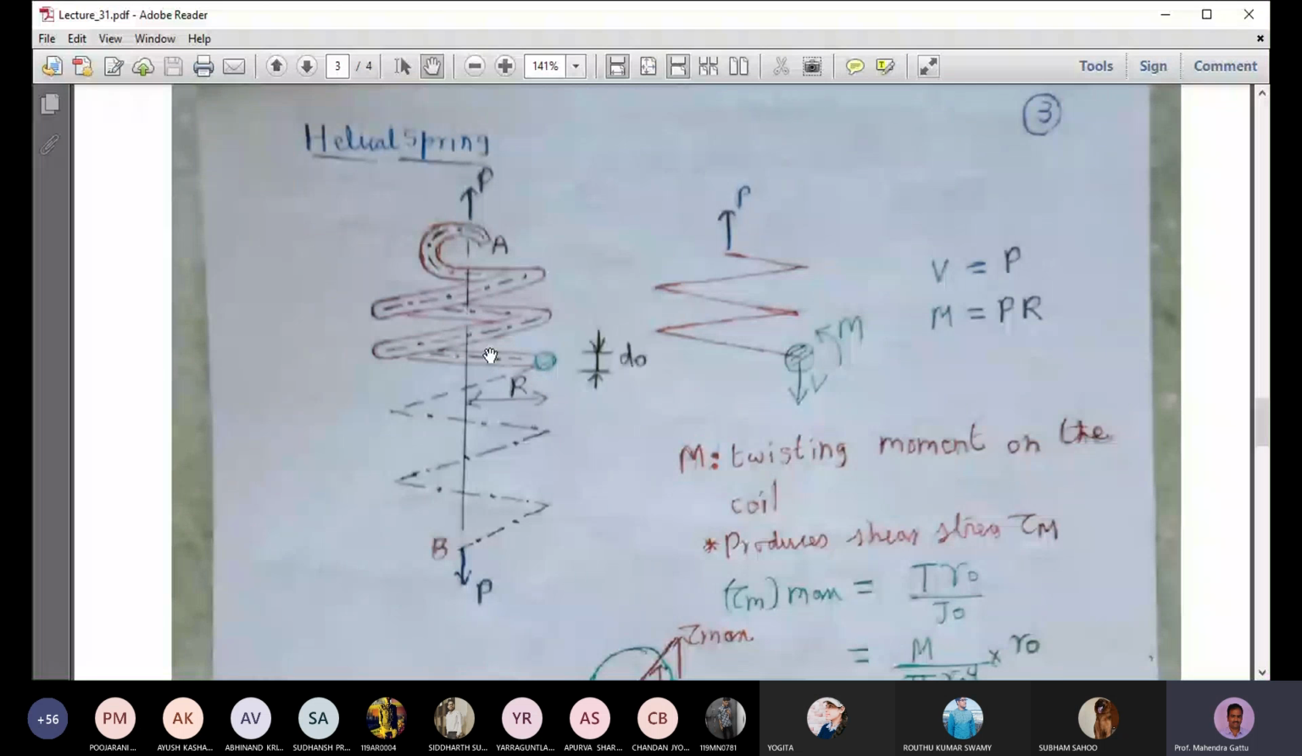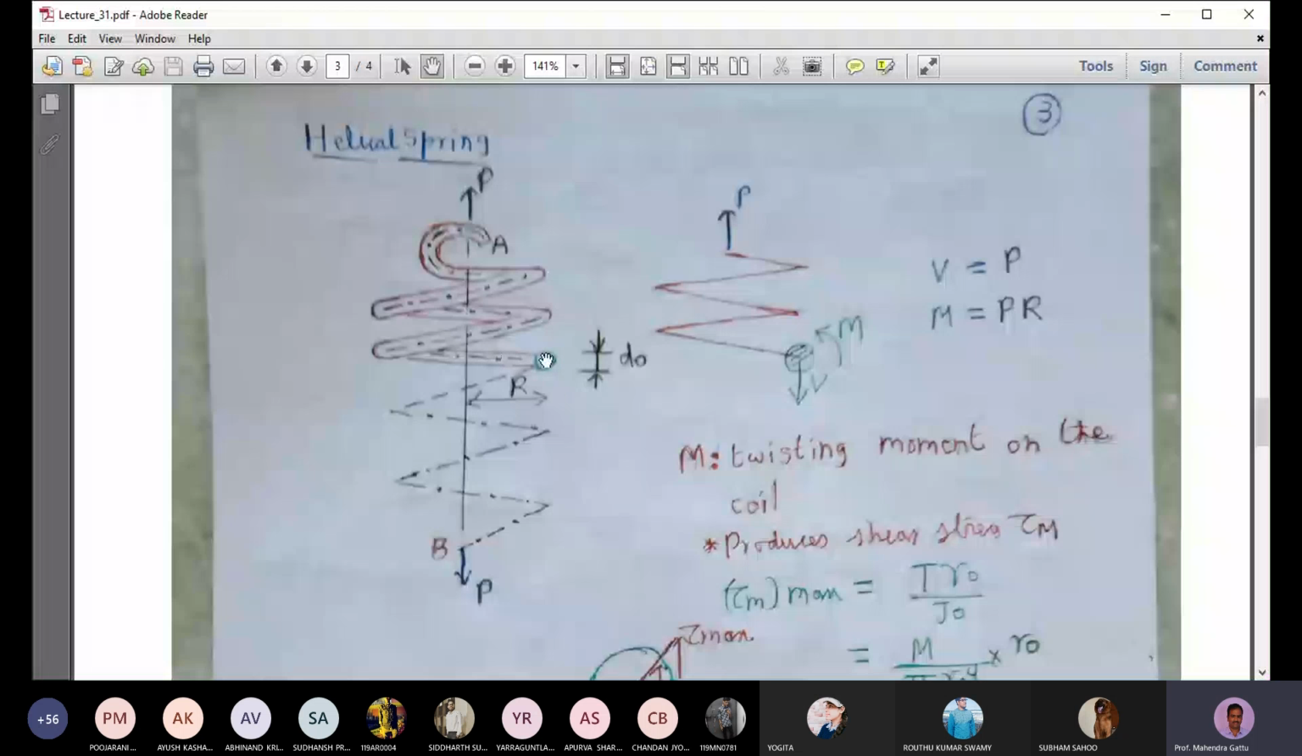So at any given cross section of the coil, what is the stress distribution and what is the deflection of the coil? The deflection part is there in the Timoshenko book, but I didn't understand it, so I will not explain it. Maybe in the next class I can try. But the shear stresses in the cross section, I understand, so I am explaining it.